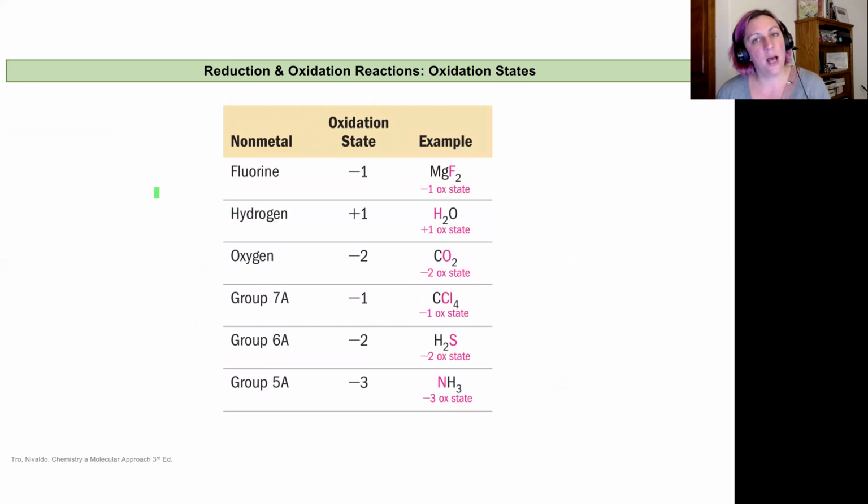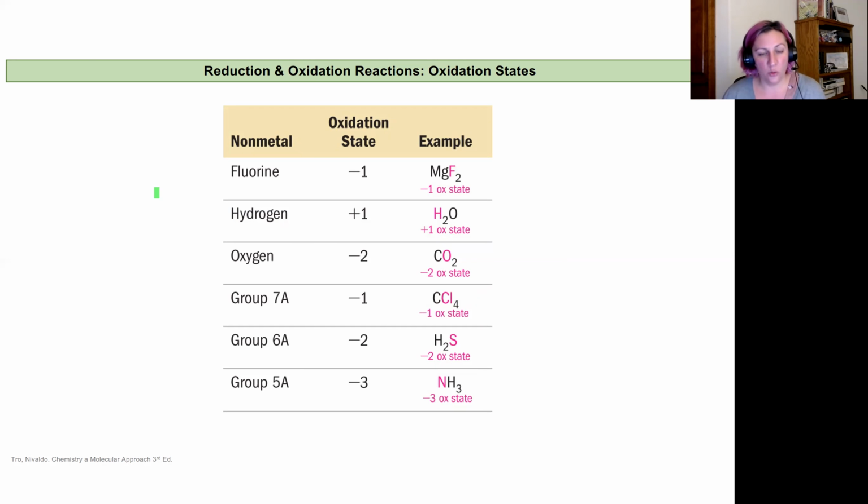So when you have nonmetals, you're going to assign oxidation states in this order. If fluorine is present, it gets to be -1 right away. Then if hydrogen is present, it gets to be +1. Oxygen, -2. Anything in group 7A gets to be -1. Those are our halogens. Then in 6A, it gets to be -2, and 5A, -3.